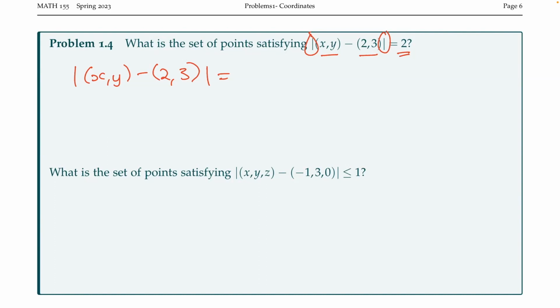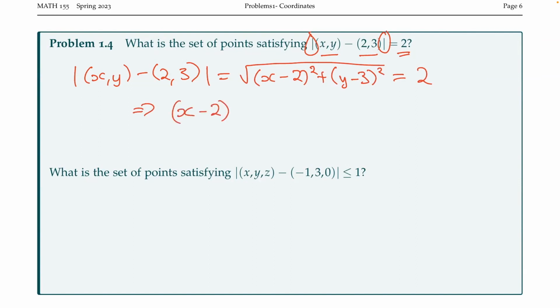So what is this? Well, this is the distance between the x coordinates, so we have x minus 2 all squared, and we have y minus 3 all squared. And we know that from the right-hand side, this has to equal 2. So it's all values of x and y which satisfy this equation. So we could just square both sides here: x minus 2 squared plus y minus 3 squared is equal to, I'm going to leave it as 2 squared here.